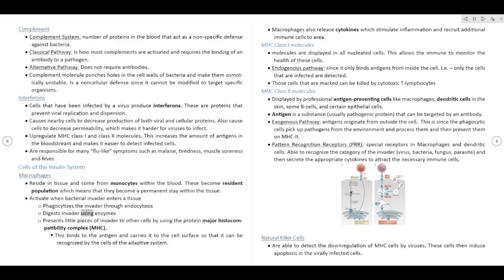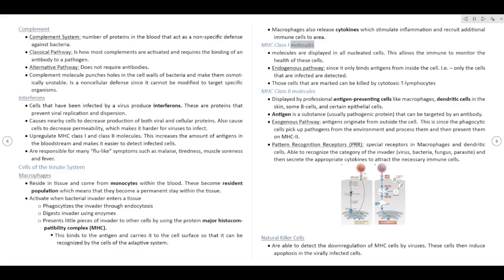They digest the invader using enzymes. They present little pieces of the invader to other cells by using the protein major histocompatibility complex, MHC. This binds to the antigen and carries it to the cell surface so that it can be recognized by the cells of the adaptive system. Macrophages also release cytokines, which stimulate inflammation and recruit additional immune cells to the area.